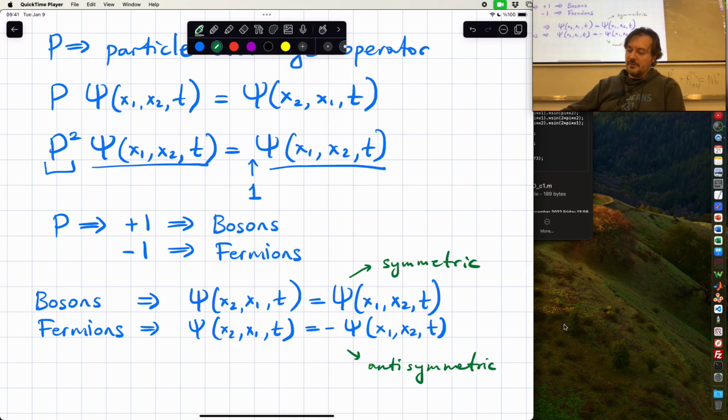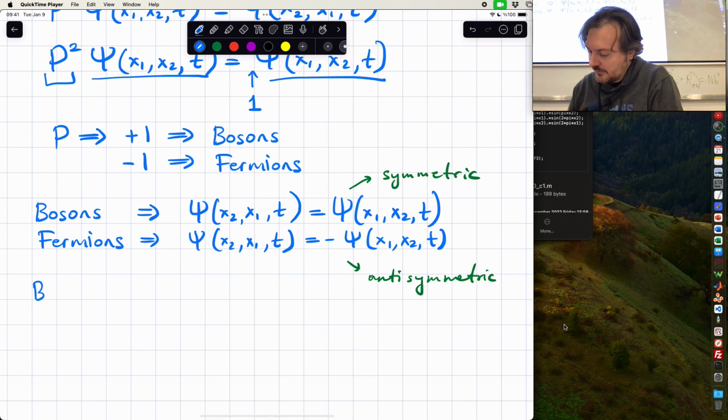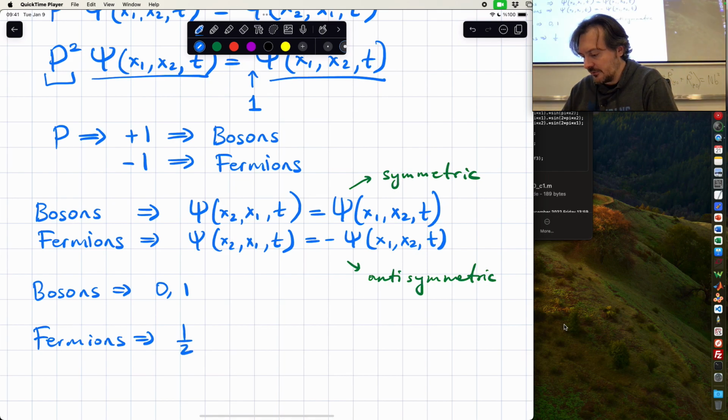It just so happens, for deep reasons, that bosons have full integer spins, like Higgs boson is 0, or like photon, which is 1, right? They are bosons. And electrons, neutrons, and protons are fermions. They have half integer spin. Okay?